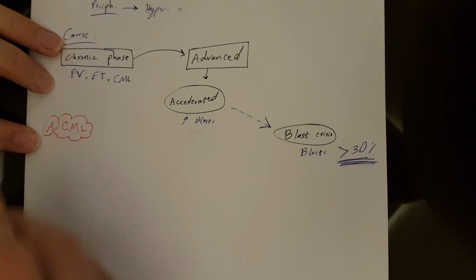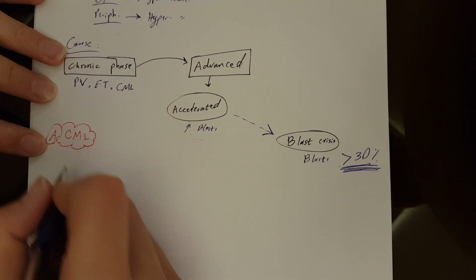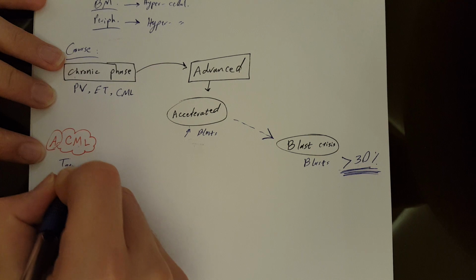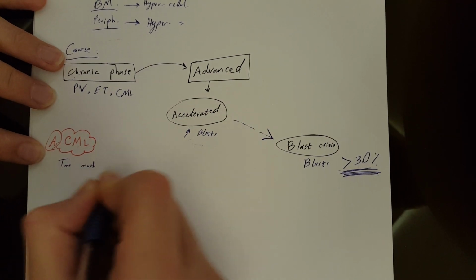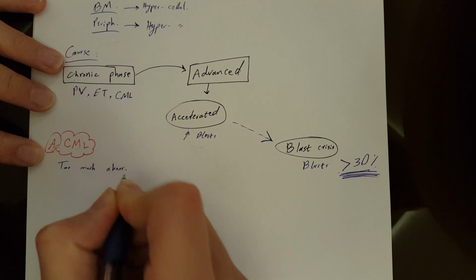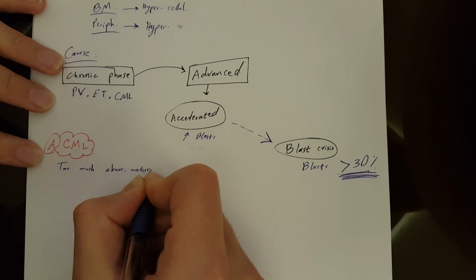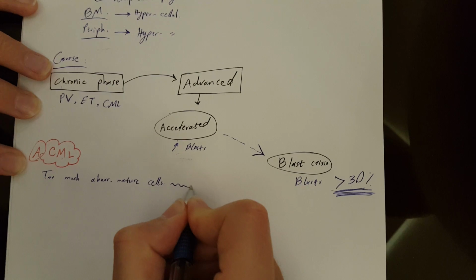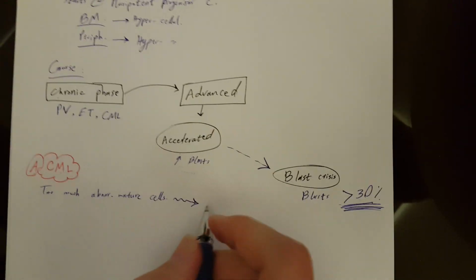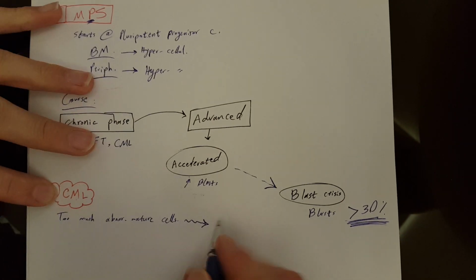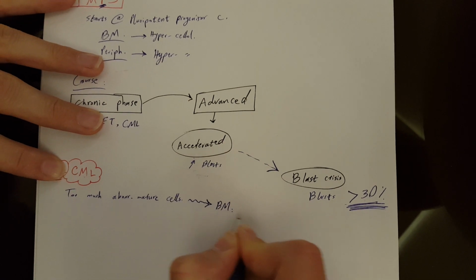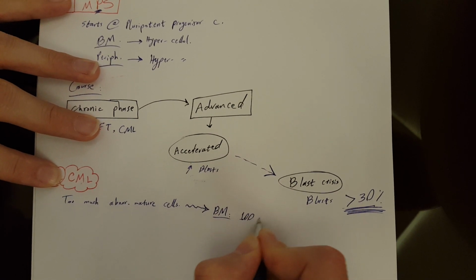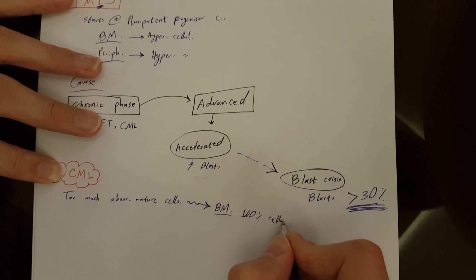So CML, what's the problem in here? We said there are too many abnormally mature cells. So much so that something very characteristic of CML is that the bone marrow becomes 100% cellular.